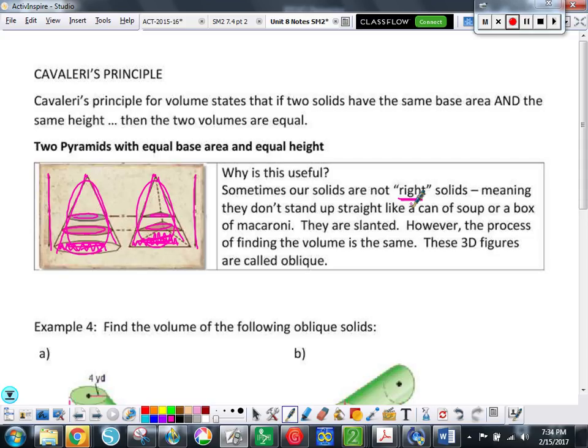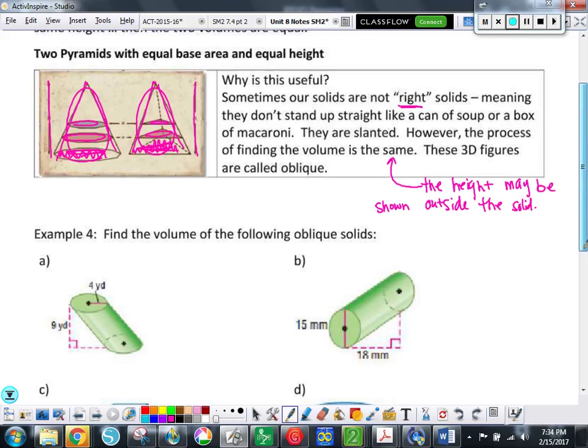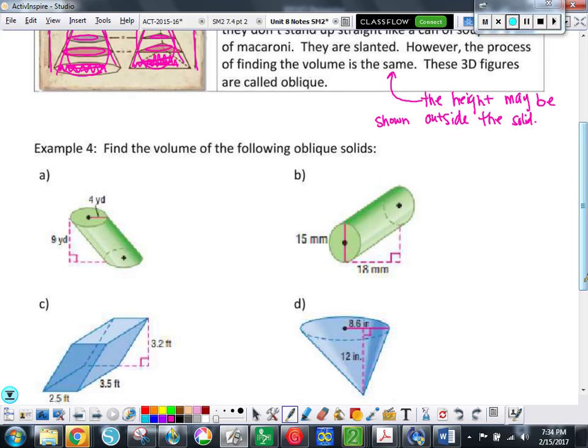However, the height may be shown outside the figure or the solid. Let me show you what I mean by that. By the way, these were very hard examples to come up with, so I don't have very many, and the picture quality is pretty bad.